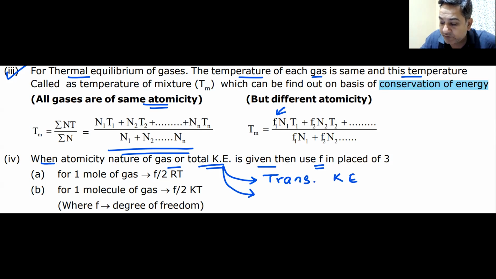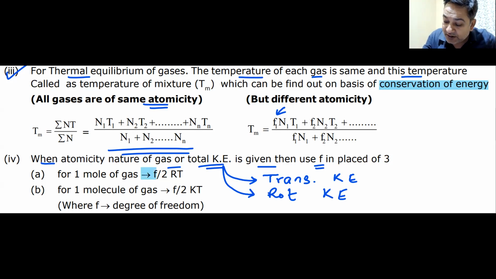Translational kinetic energy, the formula we have just seen. The other one is known as rotational kinetic energy. Do we understand this? The formulas that we have seen up till now were only of translational kinetic energy. If the rotational component is also added, then the formula becomes like this.